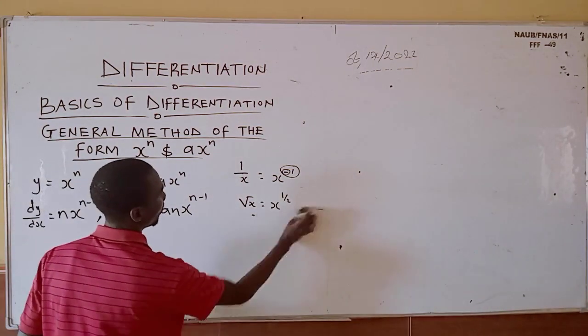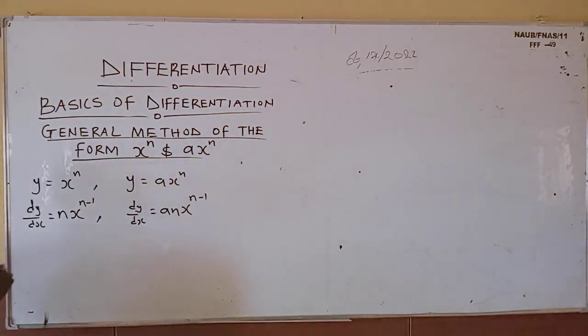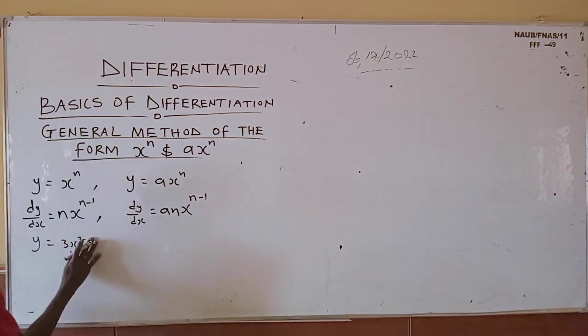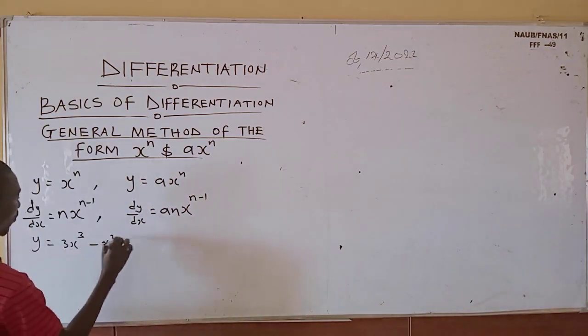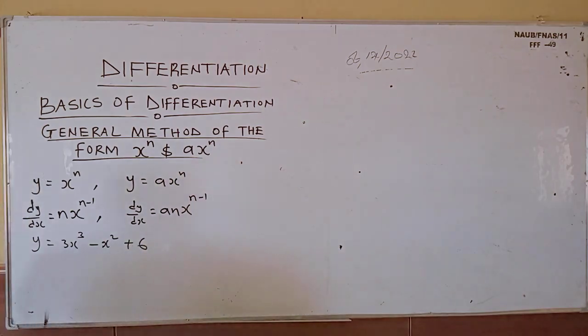So now let's consider something. Let's assume we have y equals 3s squared, 3s cubed minus s squared plus 6. Find dy over dx. Now the major focus is on what?